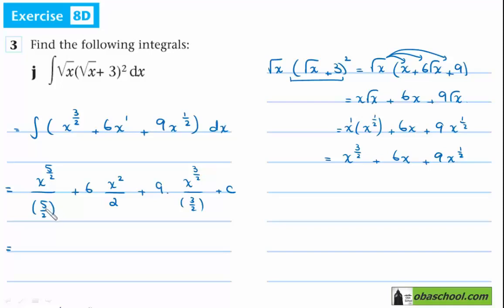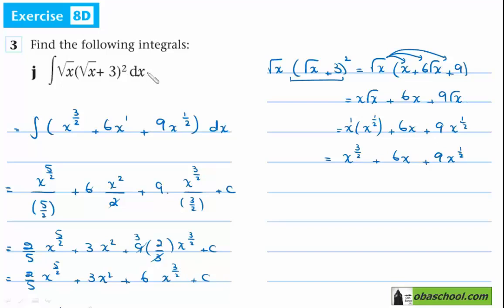This is equal now. We take the denominator and write it in the reciprocal form. So it's 2 over 5 multiplied by x to the power 5 over 2, plus 6 divided by 2 is 3 multiplied by x to the power 2, plus 9 multiplied by the reciprocal of the denominator, that is 2 over 3, multiplied by x to the power 3 over 2, plus the constant c. This is equal to 2 over 5 multiplied by x to the power 5 over 2, plus 3x squared, plus 9 divided by 3 is 3, 3 multiplied by 2 is 6, multiplied by x to the power 3 over 2, plus the constant c.